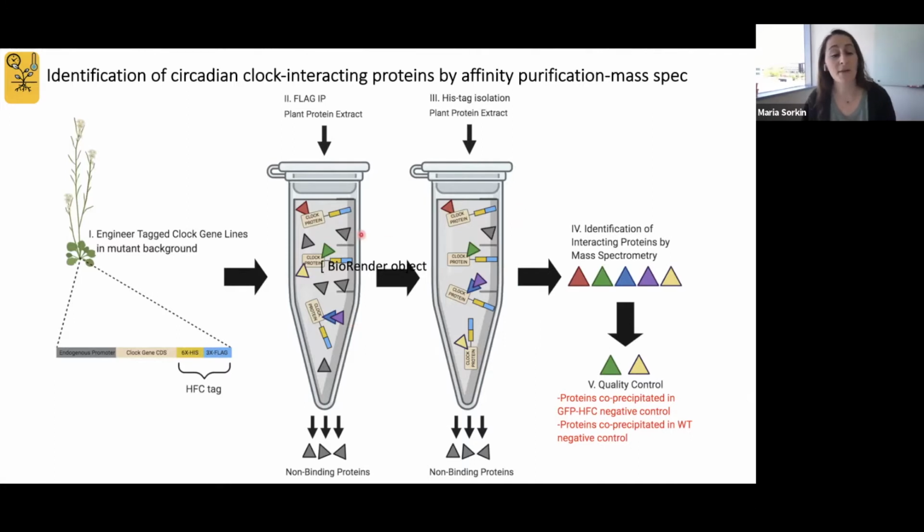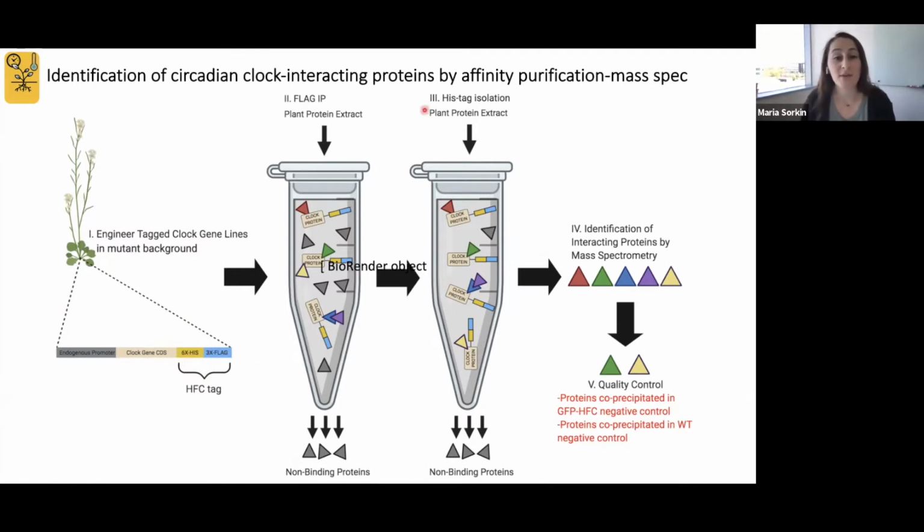And so in this method, we're using Arabidopsis, where we've engineered it with a clock gene of interest driven by its endogenous promoter. And we add two affinity tags, a 6x histidine tag and a 3x FLAG tag. And you might hear me refer to this as the HFC tag for His-FLAG C-terminal. And we engineer this in a clock mutant background. So whatever gene we're interested in, we're engineering that into the clock mutant background, so our affinity tag version is the only one operating in that plant.